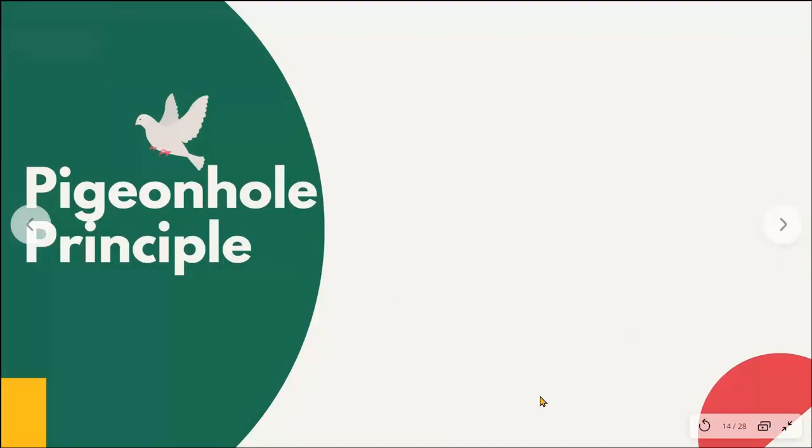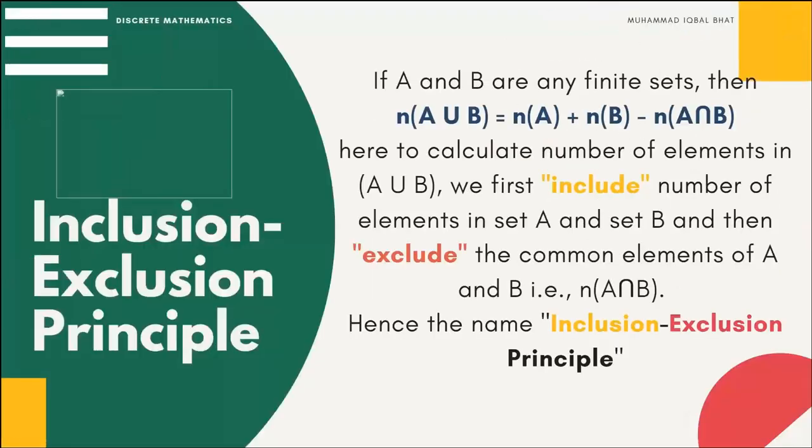Moving ahead, let us see another principle called the inclusion-exclusion principle. This principle is concerned with finding the number of elements in the union of two sets or two or more sets. It states that if A and B are any finite sets, then the number of elements in A union B is equal to the number of elements in A plus the number of elements in set B minus the number of elements in both A and B.